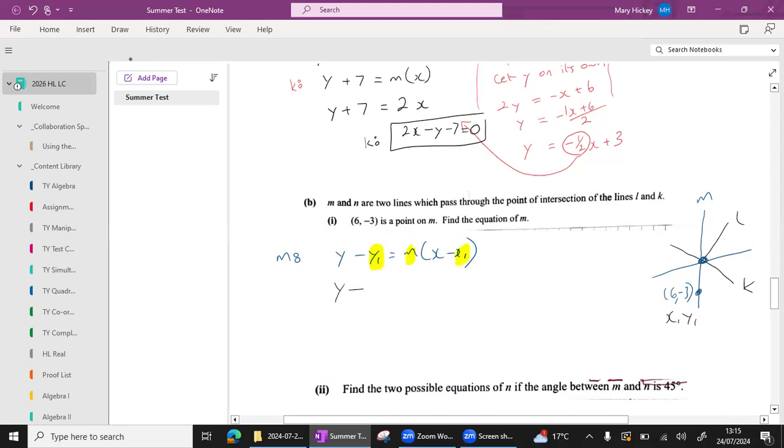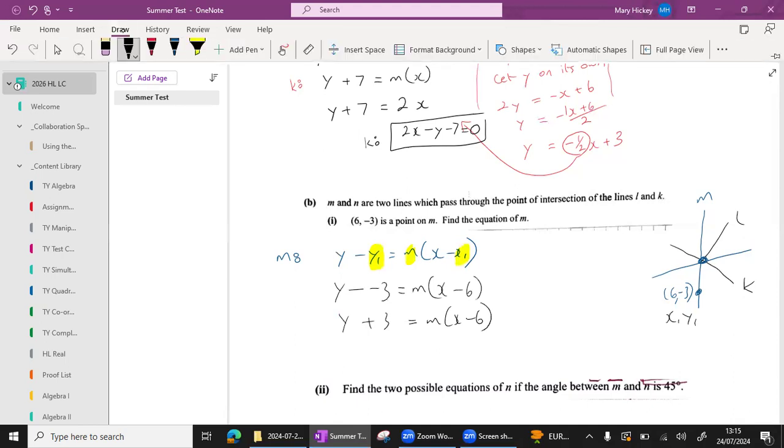So I end up with y minus (−3). I'll worry about this case, 6, x minus 6. So we're nearly there, but we don't have the slope. So how do I get the slope? Well, to find a slope, I can do rise over run if I have a good graph. In this case, I don't, obviously. So I'm going to have to use my slope formula. So let's write that down.